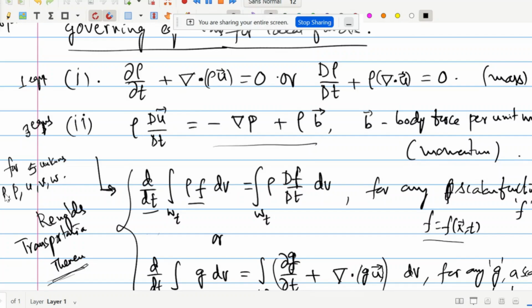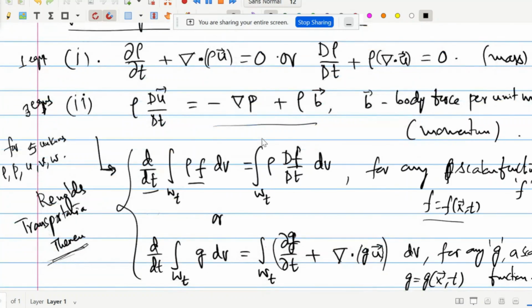But the unknowns are rho, p, and the u vector, that is u, v, w. So total 5 unknowns are there, but you have only 4 PDEs. These are all coupled PDEs, right? But you have 4 equations and 5 unknowns. So where do we get the fifth equation? That fifth equation comes from conservation of energy in the system. So that too we will see how we derive it.